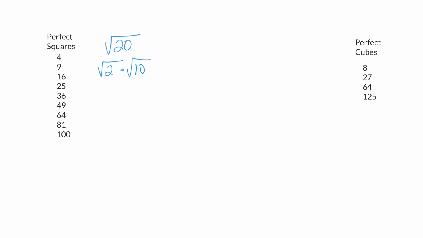Could you think of some other factors of 20 where one of them would fall in my list of perfect squares? And I'm hoping you're saying, oh, well, that's easy. That would have to be a 4 and a 5. I write the square root of 4 because it's a perfect square and I know it's going to come out to a nice whole number. But I also have to have the square root of 5. That one's not going to come out nice. So then I take the square root of 4 and reduce it as I can. It's just a 2, but the square root of 5 is just going to stay the square root of 5.